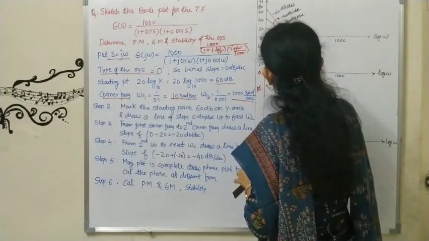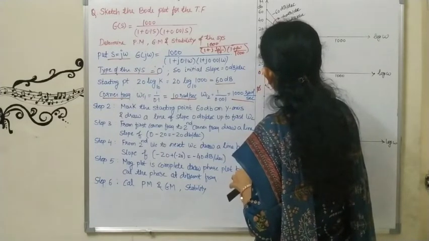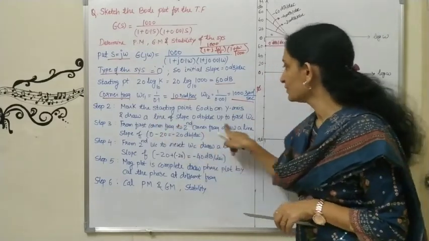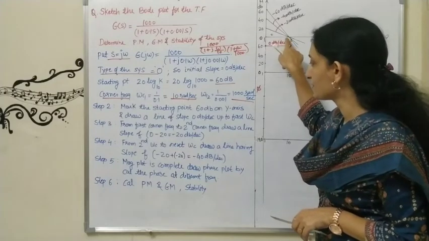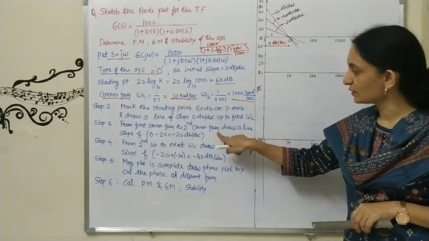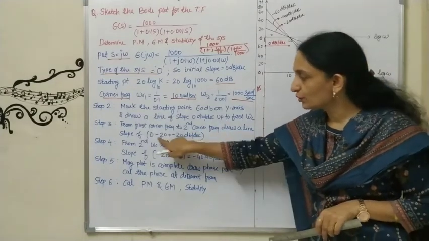So I have drawn the line, and the line slope will be 0 dB per decade. So I have shown here. Okay, now next I have drawn the line up to the first corner frequency. So this is my first corner frequency, 10. Then step number 3, from the first corner frequency to the second corner frequency, draw a line slope of 0, -20.